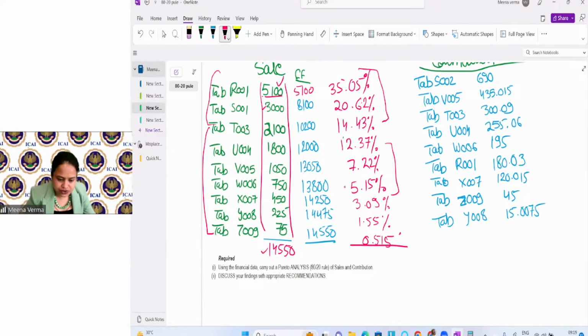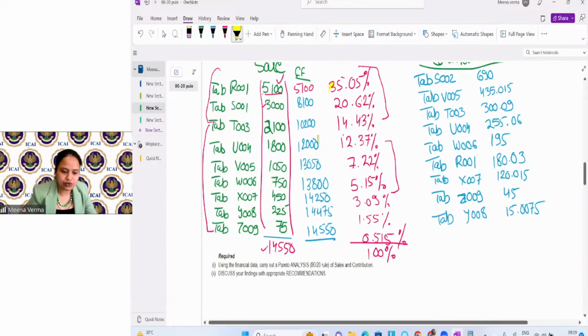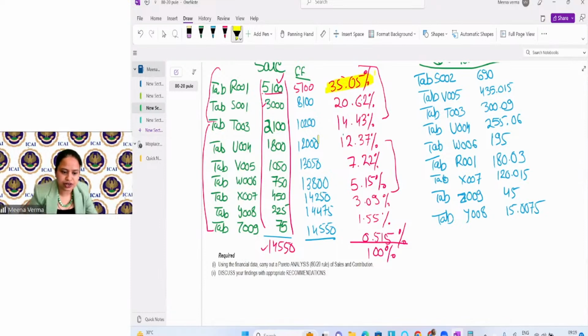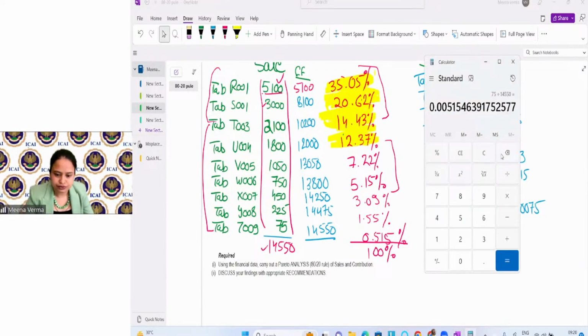If you add all these percentages, it will come to 100%. Now, if you see here, most of the sale of the company comes from these products, right? 35 plus 20 will be 55, right? Plus 14, maybe plus 12 also. So just add them and see whether it is coming to 80% or not. Okay, let me add it. So first one is your 35.